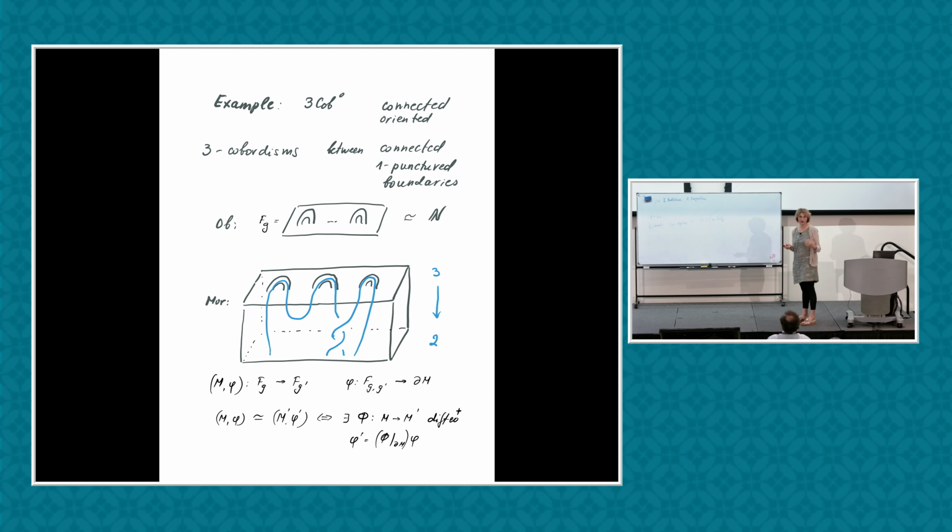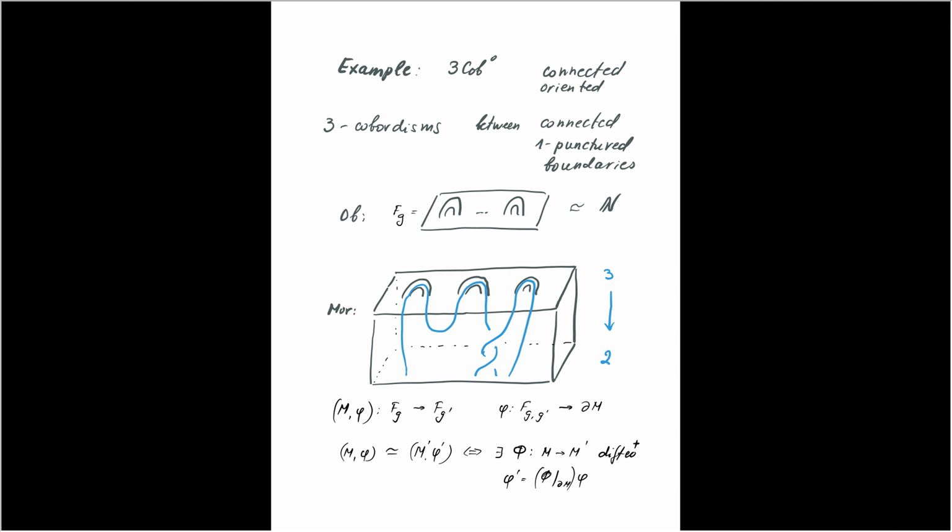And now, how do you consider morphisms in this category? For example, this is an example of a morphism from F3 to F2. You have a disk here with three handles, and you take the bottom part of this cube, and you consider this as a disk with two handles in the following way.